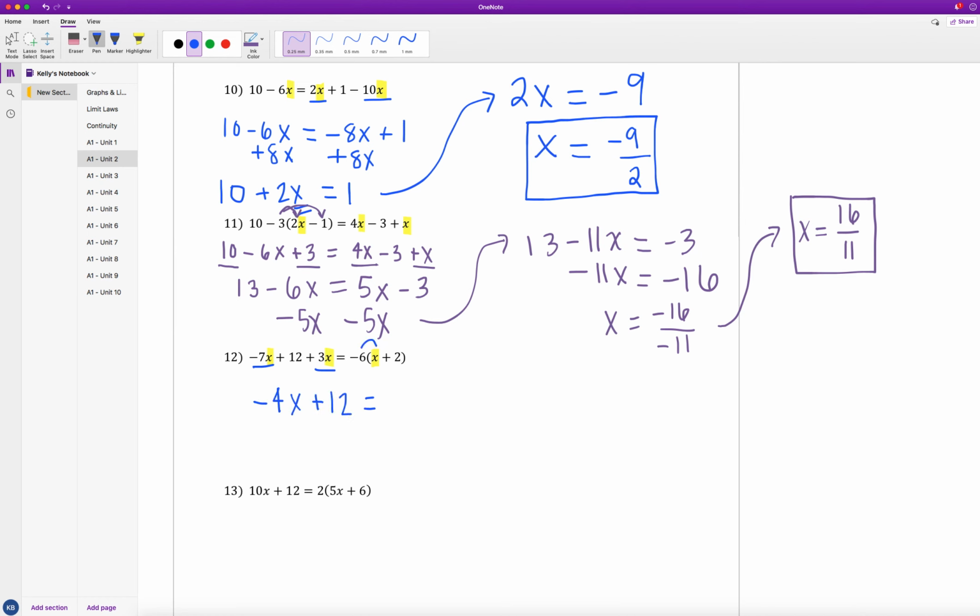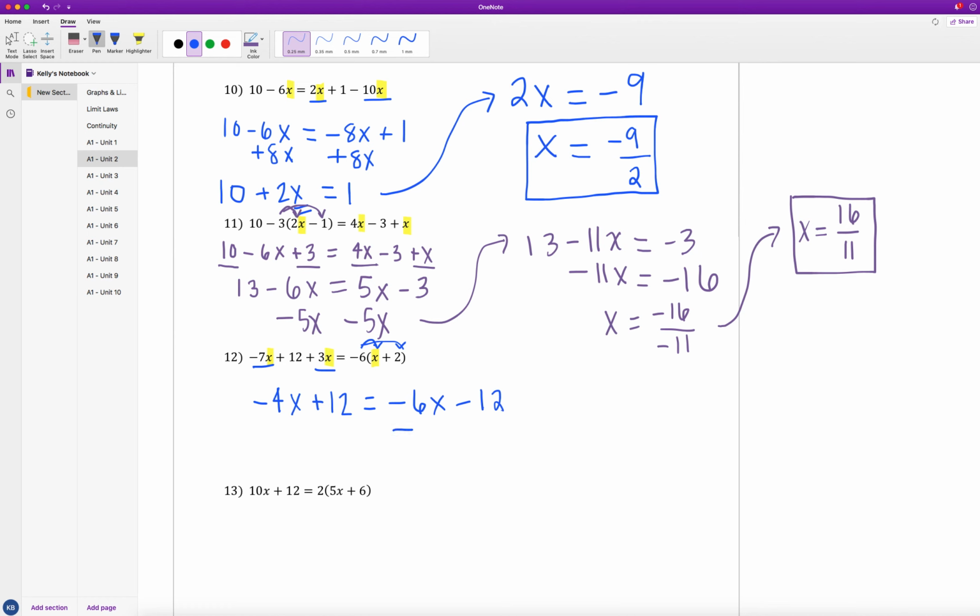Now on the right-hand side, I can go ahead and distribute and get rid of those parentheses. So I get negative 6x minus 12, making sure to take not only the 6, but also the negative sign as well. From here, I've simplified and combined like terms on each side individually, and now it's time to move stuff from either side.